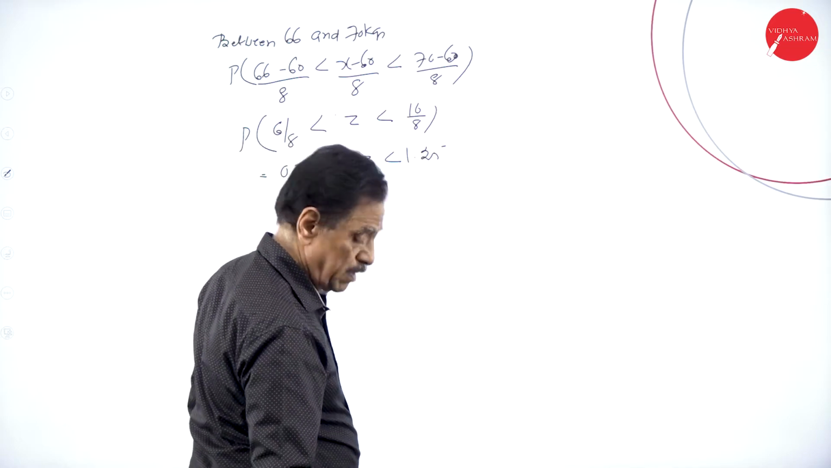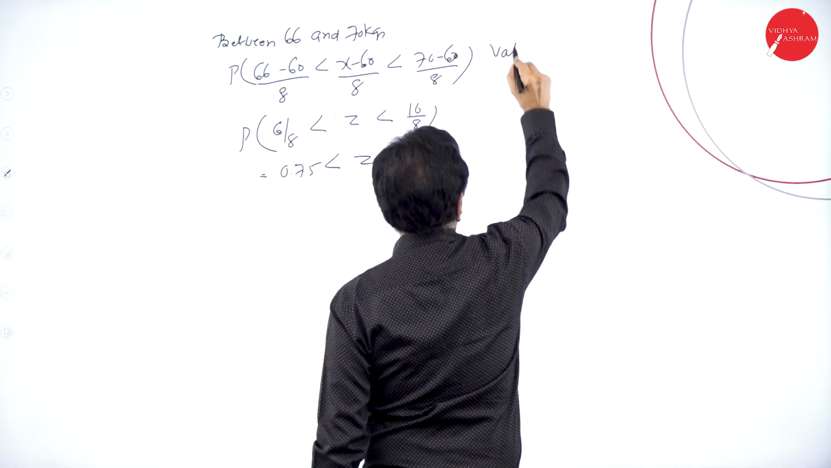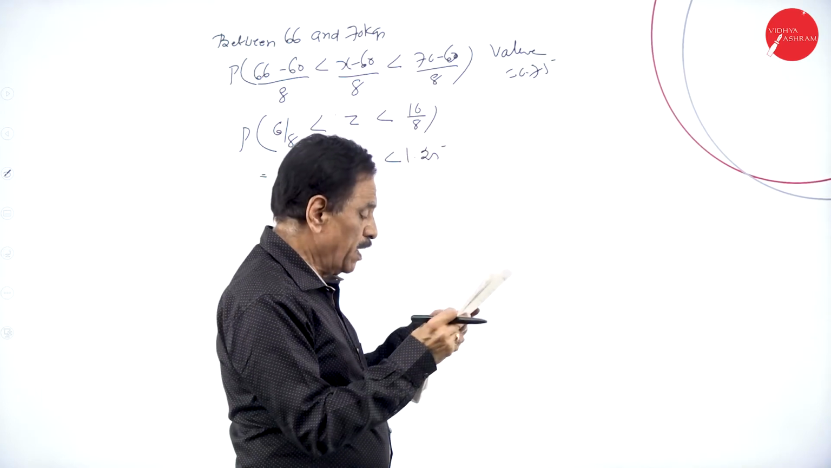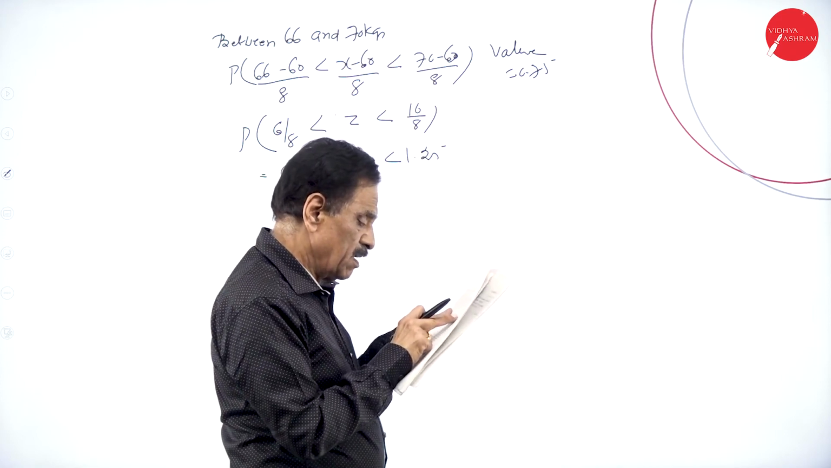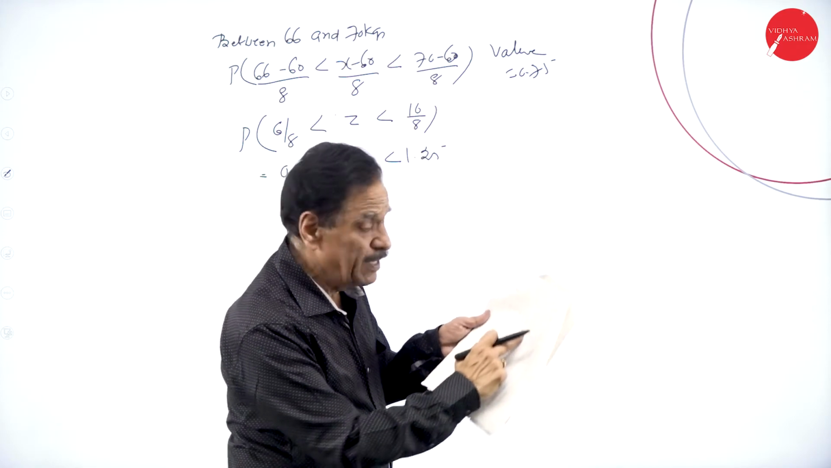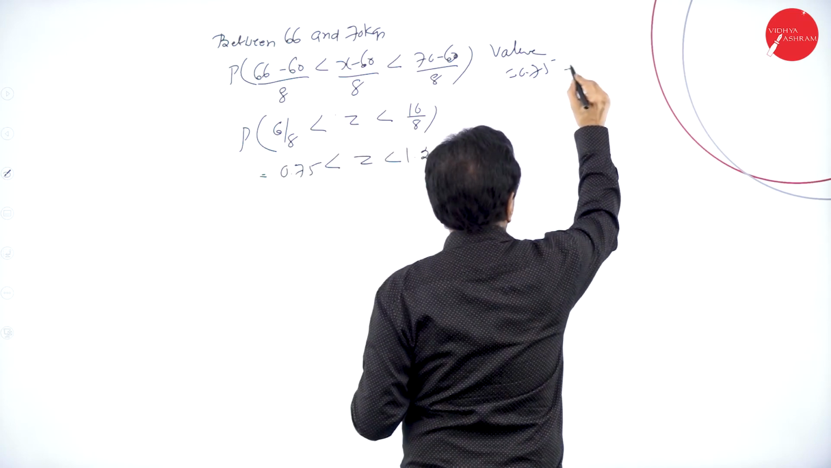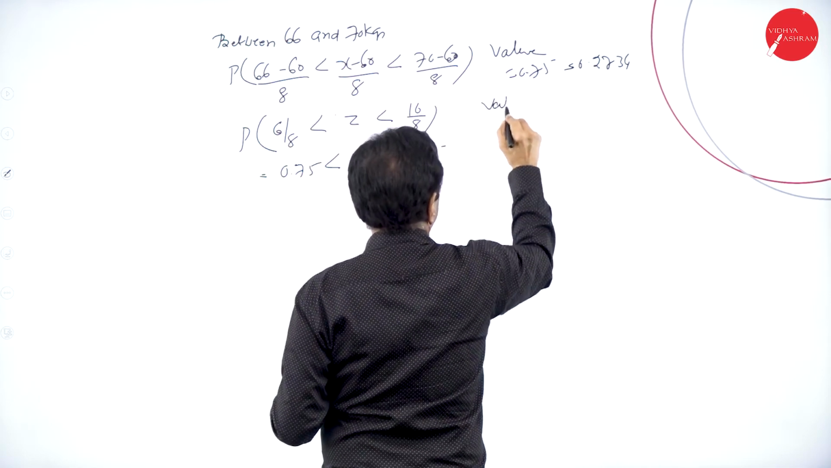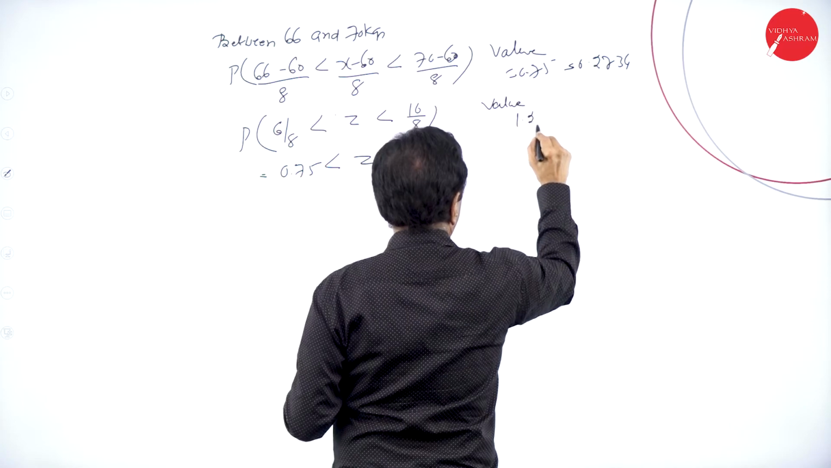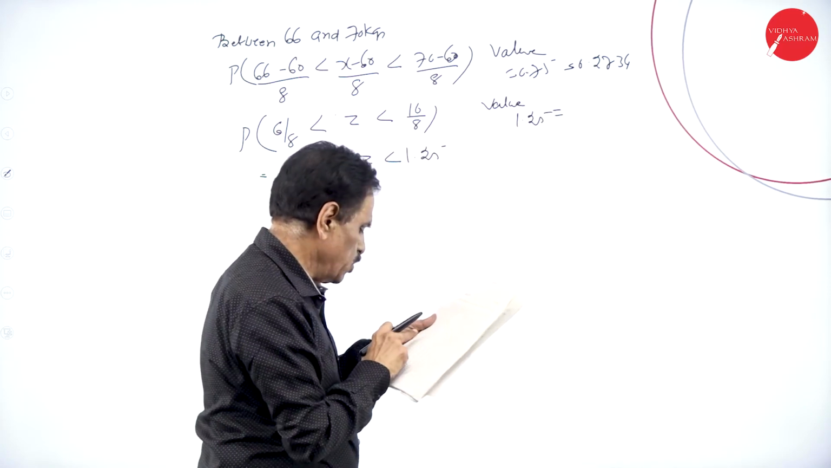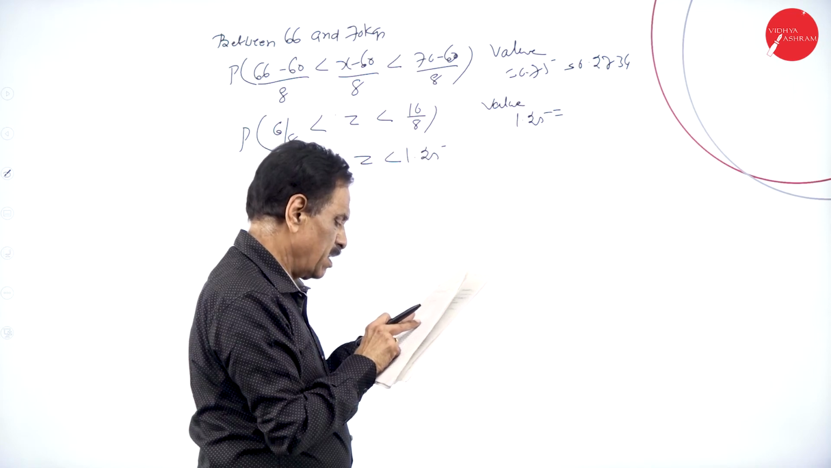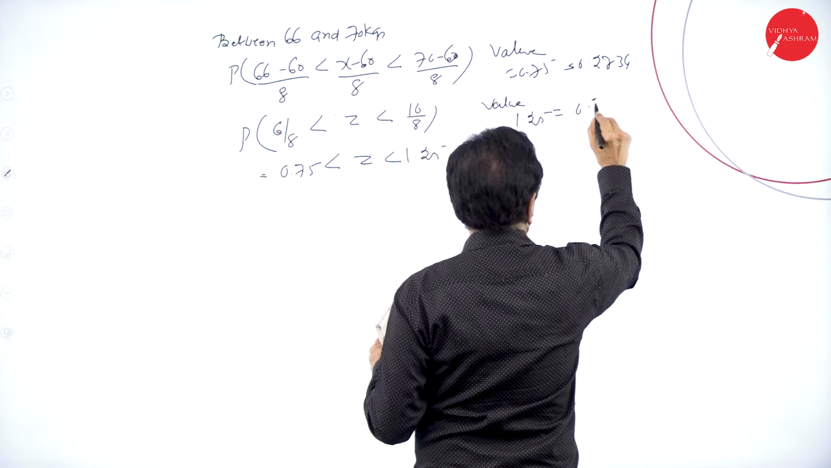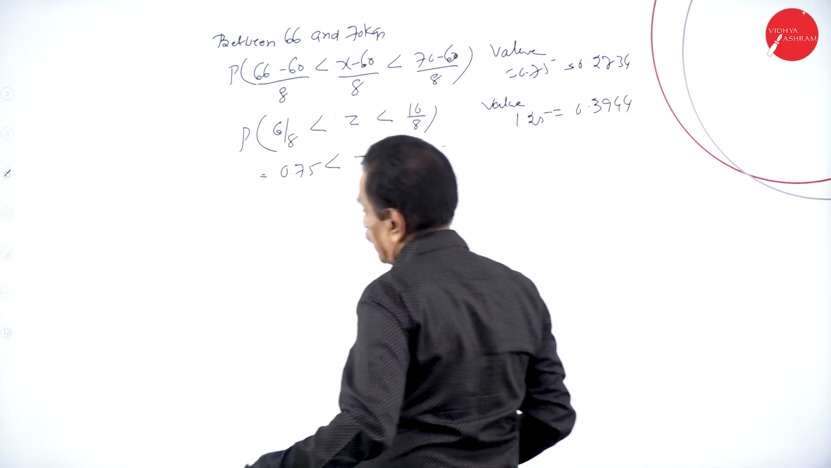Find out the value. The value for 0.75 is 0.2734 as per the table. Then the value for 1.25 is 0.3944. Put the values here.